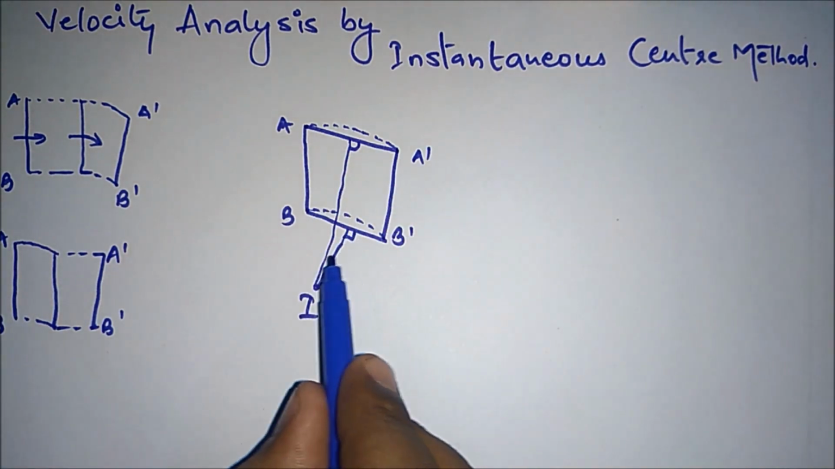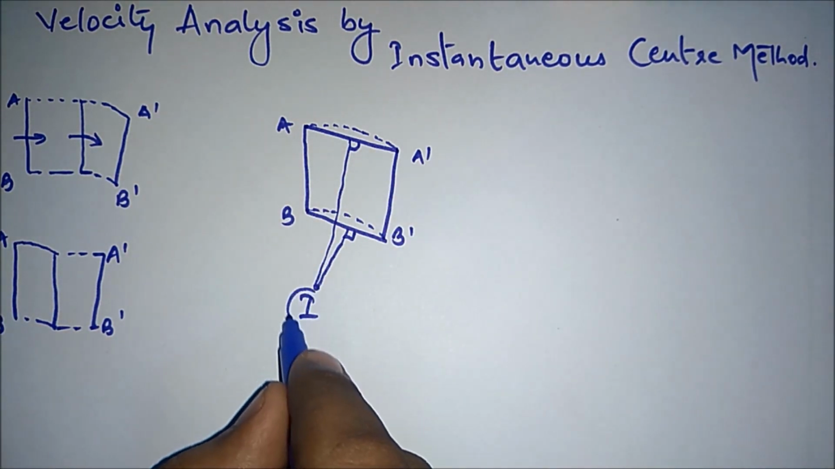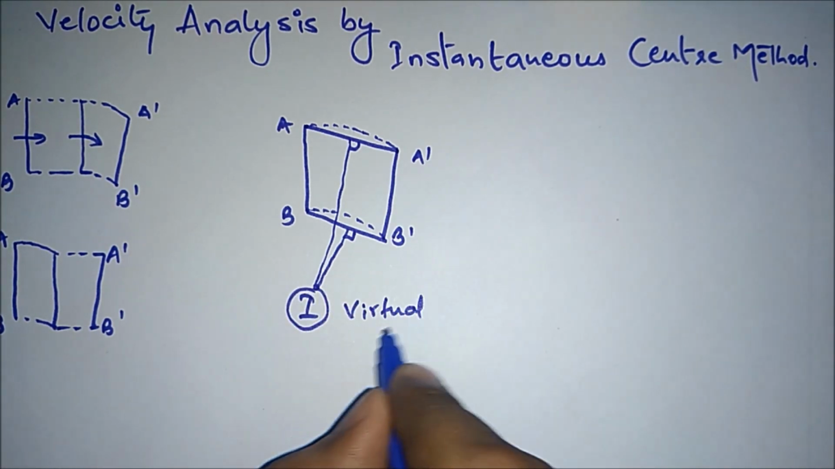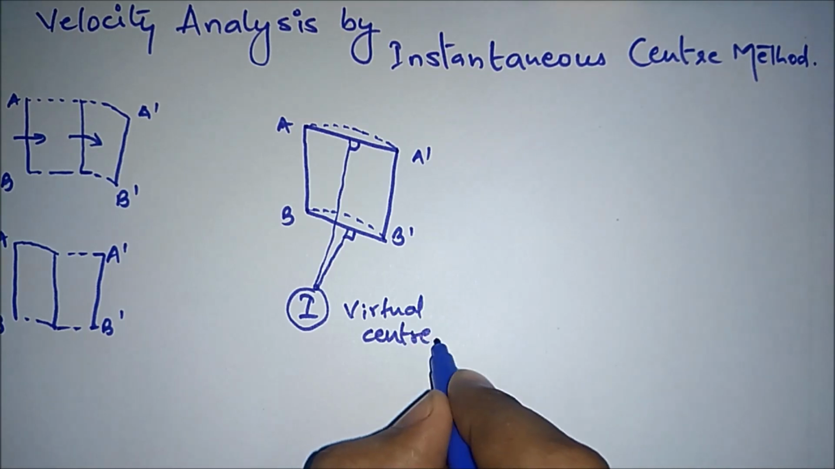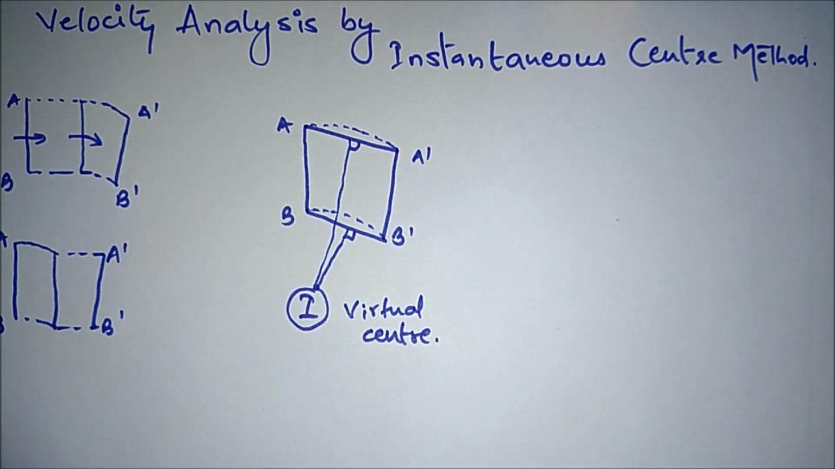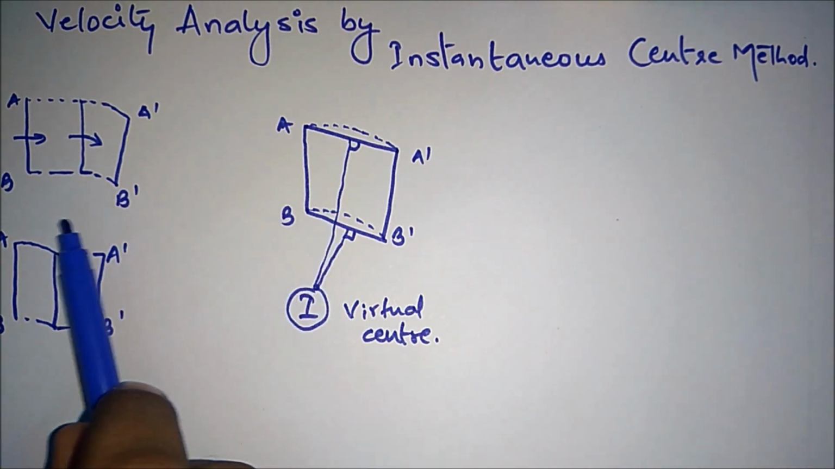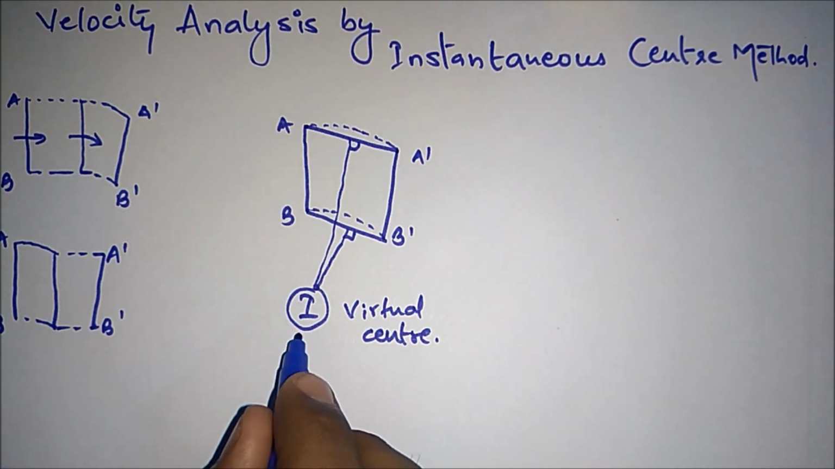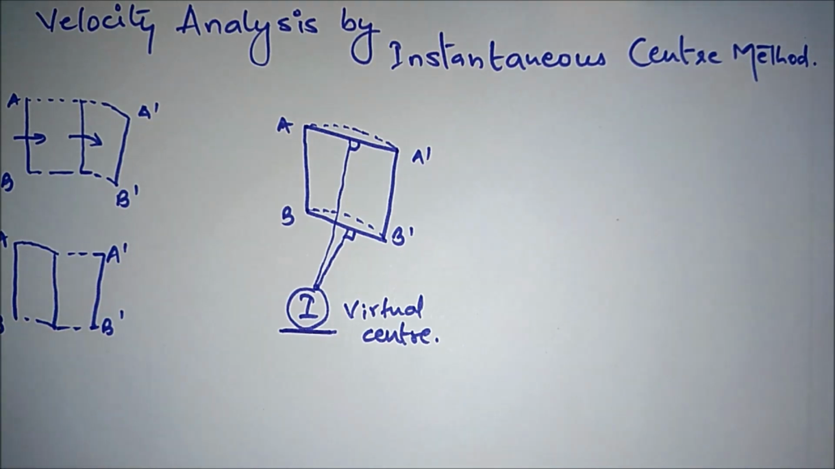So the instantaneous center can be defined as a virtual center about which pure rotational motion of any object or link is assumed. Again I'm repeating it: the instantaneous center is a virtual center about which the pure rotational motion of any link is assumed, eliminating the combination of motion. So this is the instantaneous center that we are going to study.